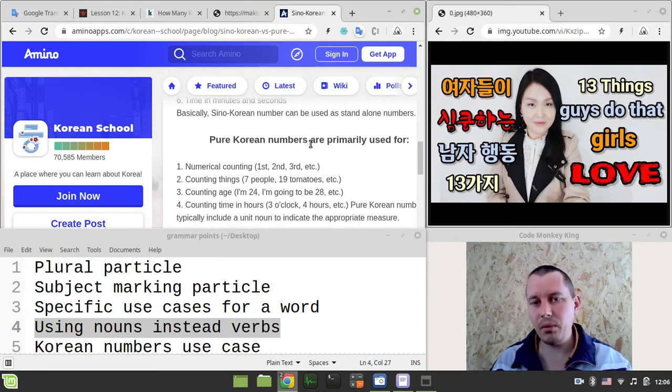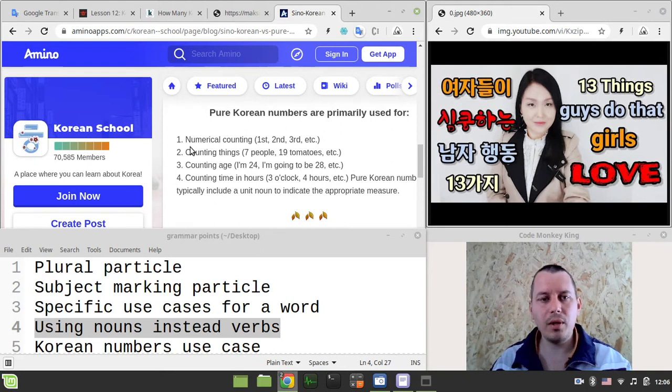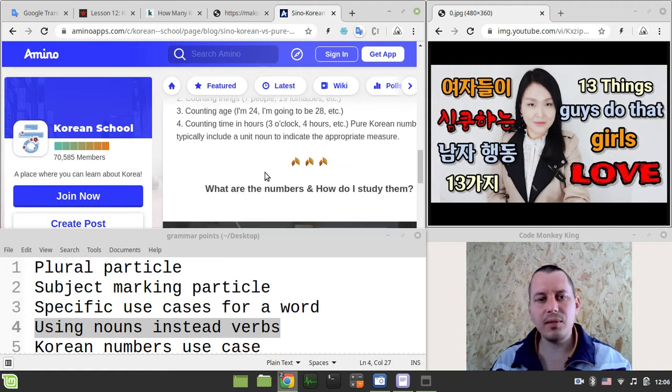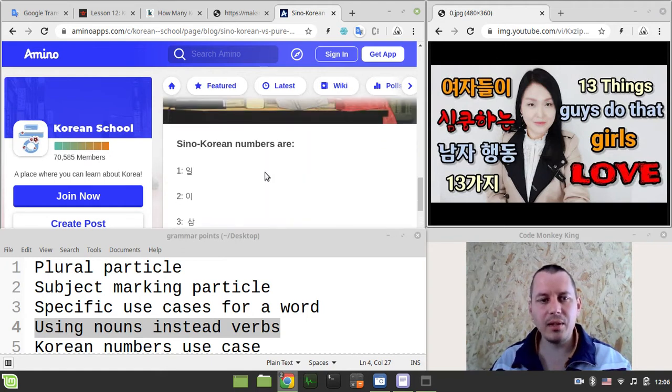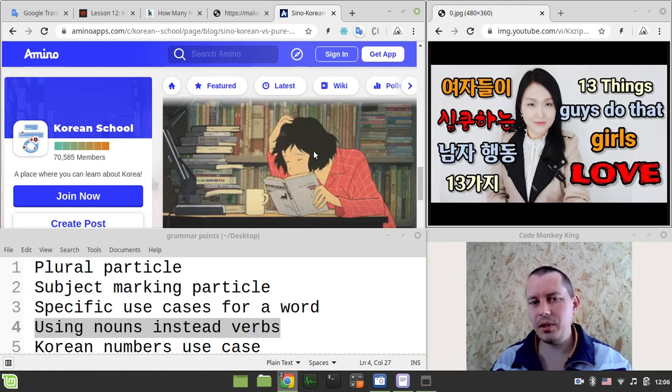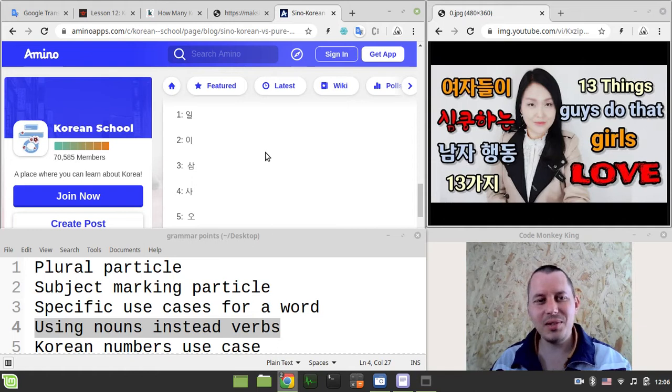And the pure Korean numbers are primarily used for counting things. So we do count things here, and that's the reason why we're using pure Korean numbers. Counting things, age, time in hours. Pure Korean numbers typically include a unit to indicate the appropriate measure. So really lots of details. And yeah, this is how I feel actually. This is how I felt when I first realized this sort of thing.